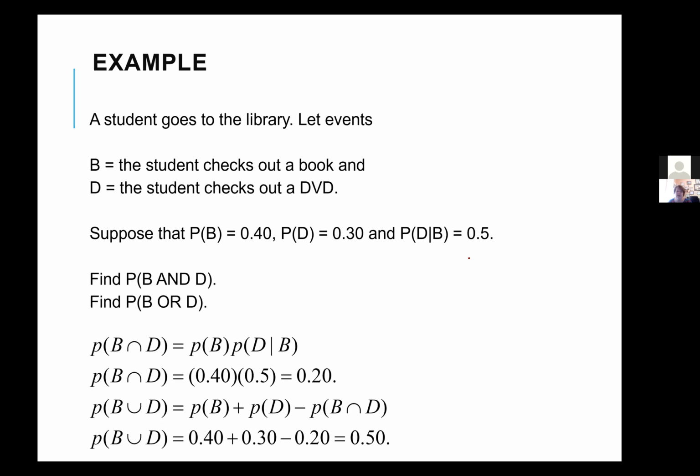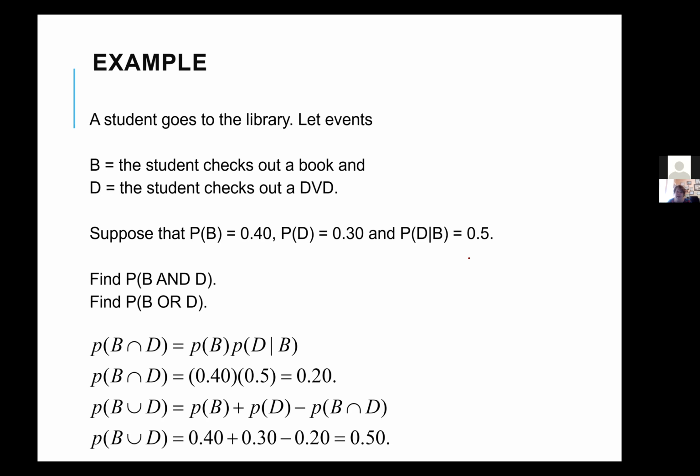So event D is that he checks out a DVD. The probability that he goes to the library and he actually checks out a book is 40%. So 40% of the time when he goes to the library, he actually checks out a book. The probability that he checks out a DVD is 30%. So it's 30% of the time when he goes to the library, he actually checks out a DVD.